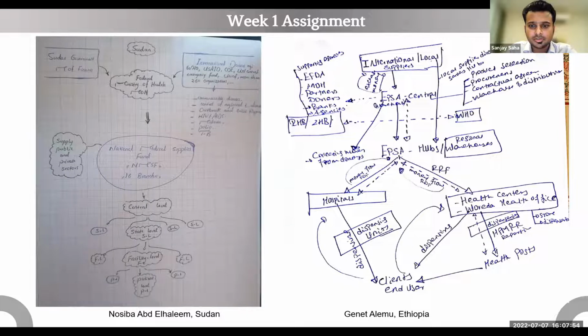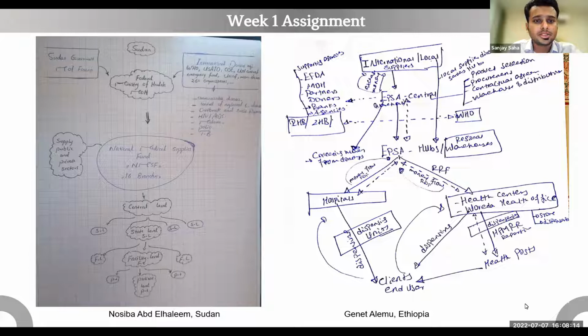So we will take just a few minutes, and then I'll invite someone. I don't see Nosiba here. I also don't see Genet here. So otherwise, I would have asked them to explain their sketches. So Nosiba is from Sudan. She has sketched the health supply chain of Sudan.